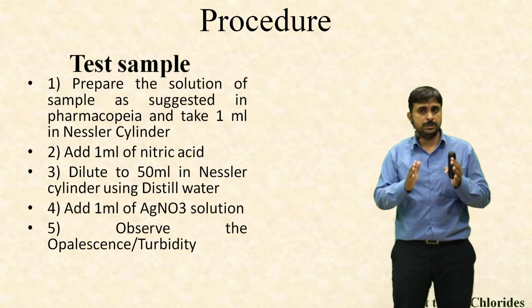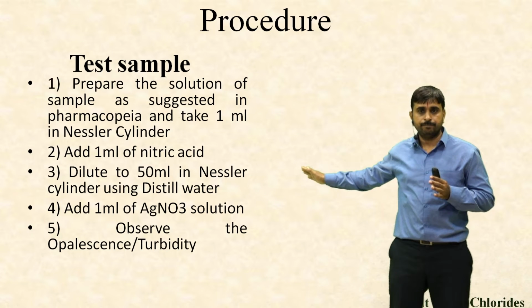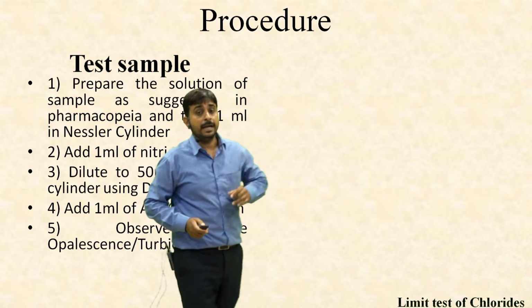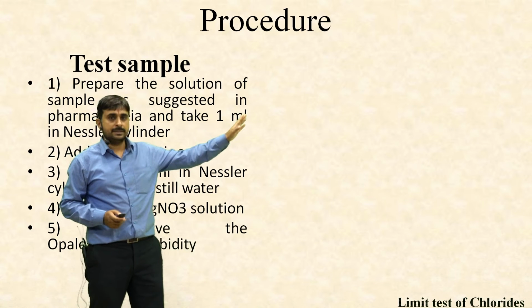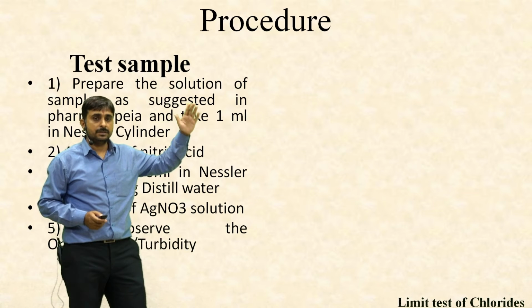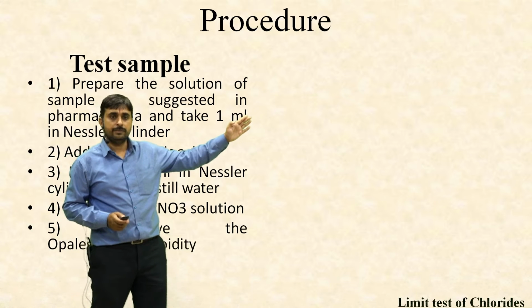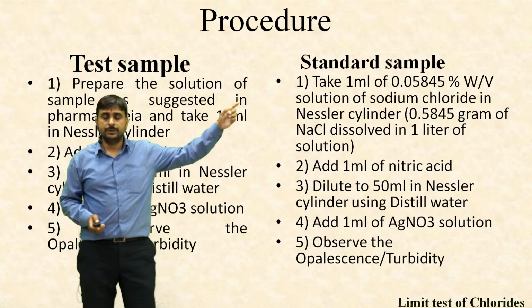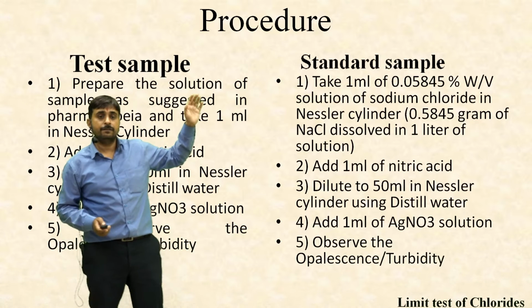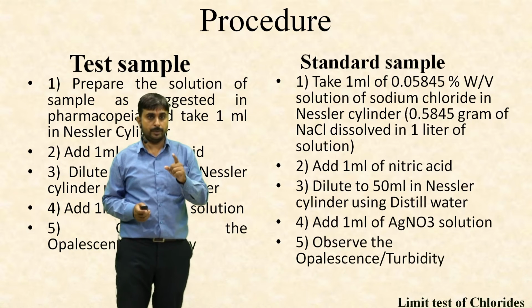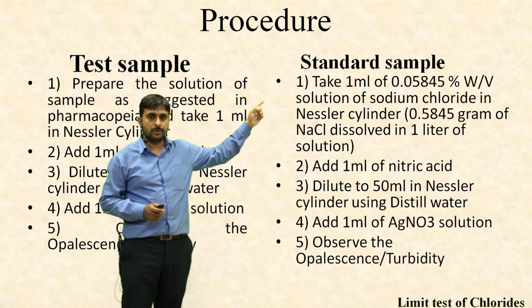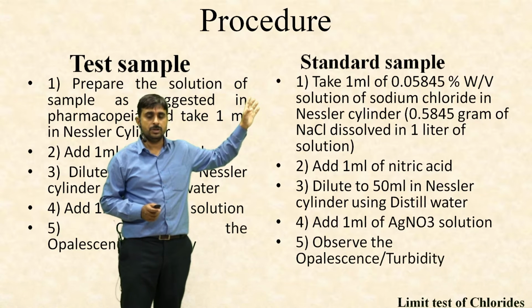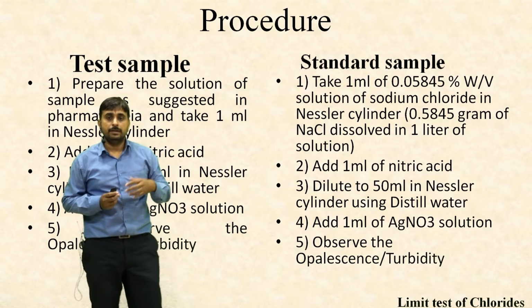The same procedure that we analyzed for the test sample, we are going to follow for the standard sample, with which we will compare the test sample. This test sample will be compared with a standard that is mentioned in the pharmacopoeia. For the standard sample, we will take 1 ml of 0.05845 percent weight by volume, I repeat weight by volume, solution of sodium chloride in a Nessler cylinder. This 1 ml solution is prepared by dissolving 0.5845 gram of NaCl in 1 liter of solution.